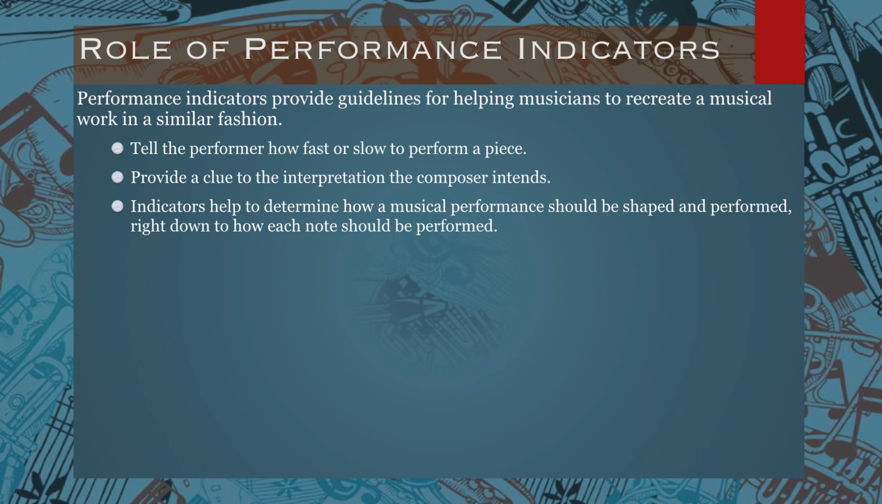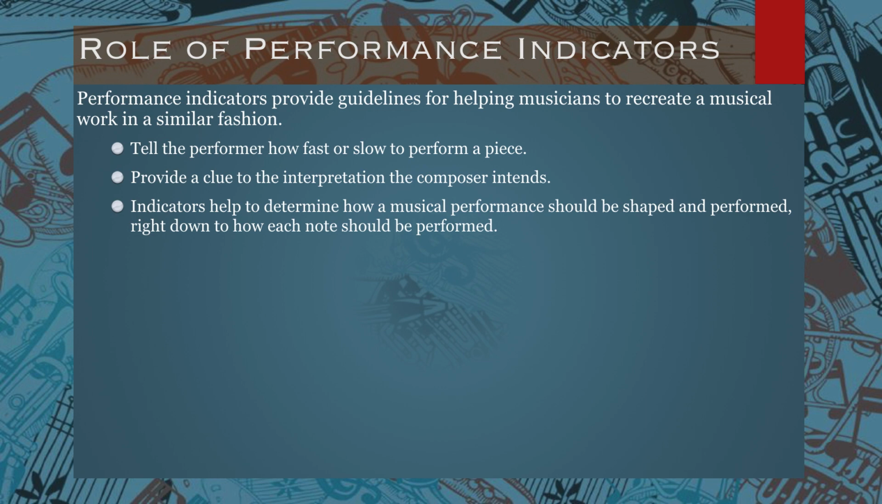Performance indicators are just a way for the composer to try and get their intentions out on the paper, even if they can't be there in the room to direct the performance. Some of the things that they might do is to tell the performer how fast or slow to perform a piece. They also might provide a clue to the interpretation of the composer, and that can be a difficult thing when the composer isn't in the room.